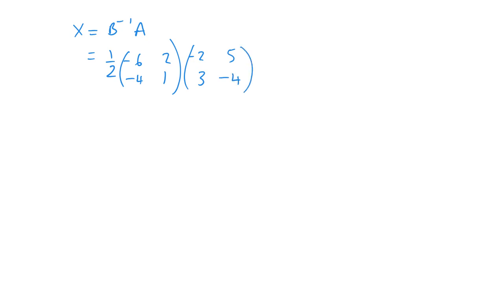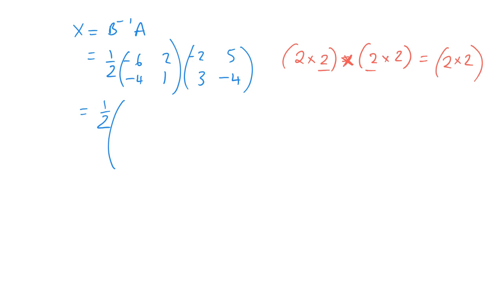So X then is the inverse of B times A. So the inverse of B times A. Okay, so back to our matrix multiplication. So our inverse of B is a 2 by 2 matrix, and our A is a 2 by 2 matrix. So the numbers on the inside are the same, so we can multiply it, and the numbers on the outside will tell us that we get a 2 by 2 as our answer.